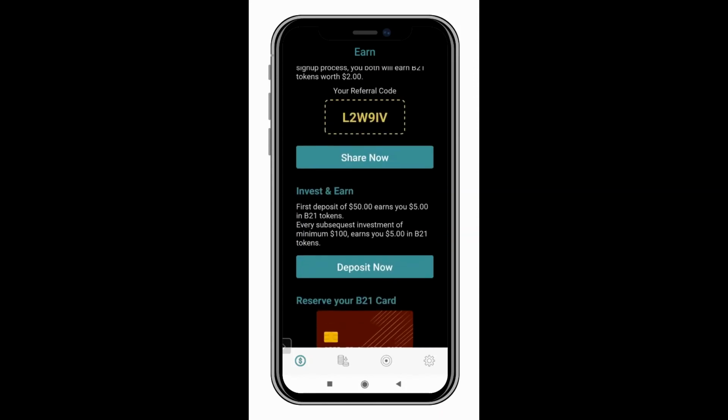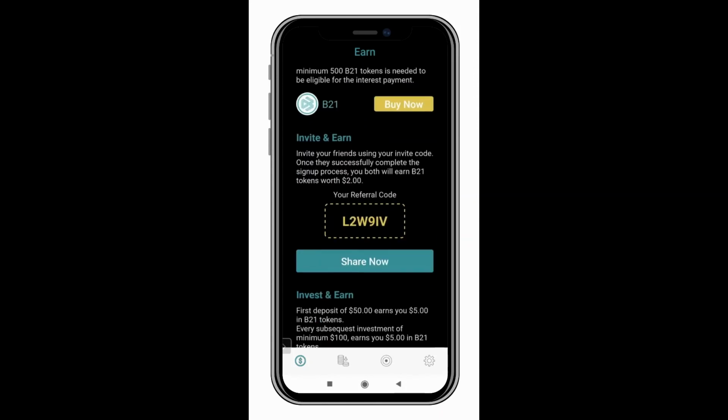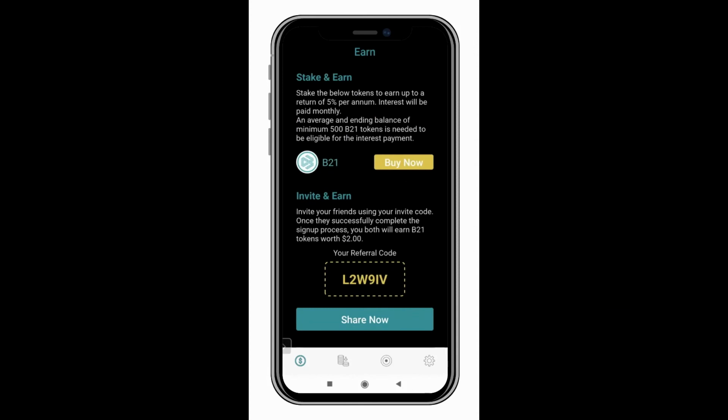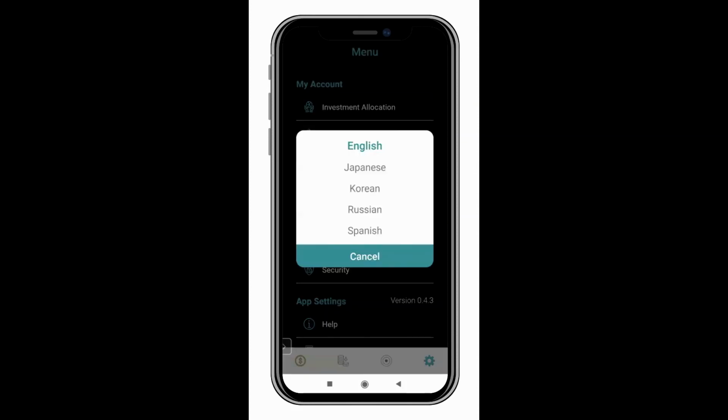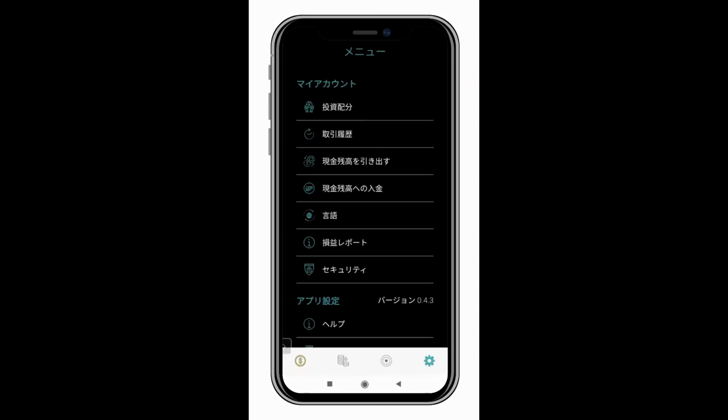So we have this section here, which is essentially our promotions management, and we can change these promotions. We have a quite flexible engine that allows us to create different promotions at different times. We support 5 languages, so the customer can just choose the language that they want from the menu. Once they change that selection, the application will automatically change to that language.